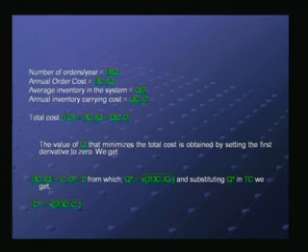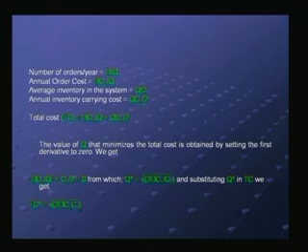Average inventory carrying cost will be Q by 2 into Cc. Cc we have already seen in rupees per unit per year as the cost of holding one item per year. So, total inventory carrying cost is QCc by 2. So, total annual cost, the sum of the total ordering cost plus carrying cost, will be DC0 by Q plus QCc by 2. Now, we want to find out the value of Q. Q is the only variable in this total cost expression. We want to find out the value of Q that minimizes the total cost.